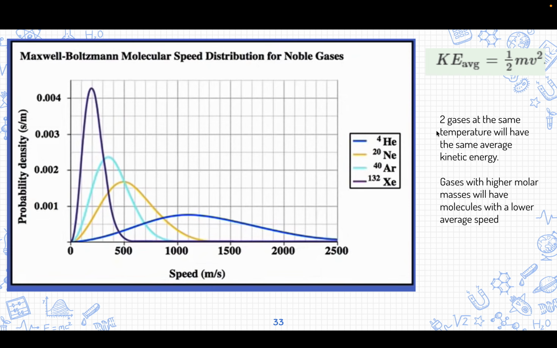The first one is the most important. It's that 2 gases at the same temperature will have the same average kinetic energy. We have to differentiate here between average kinetic energy and speed, because this graph is for all of the noble gases at constant temperature. So these 4 gases are at the same temperature, but we notice that their masses and particle speeds are varying. Gases with higher molar masses will have molecules with lower average speed. So a heavy gas at 100 degrees Celsius per se will have a slower speed than a light gas with a small mass, also at 100 degrees Celsius.